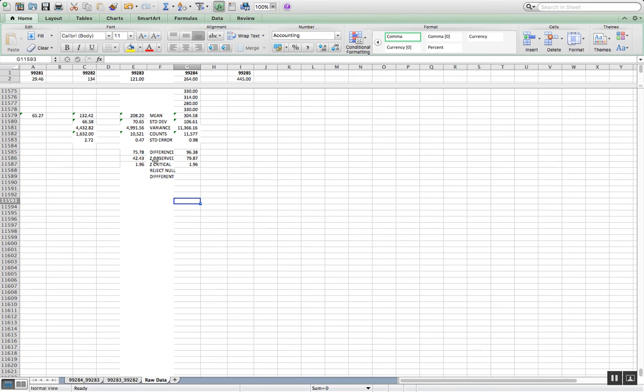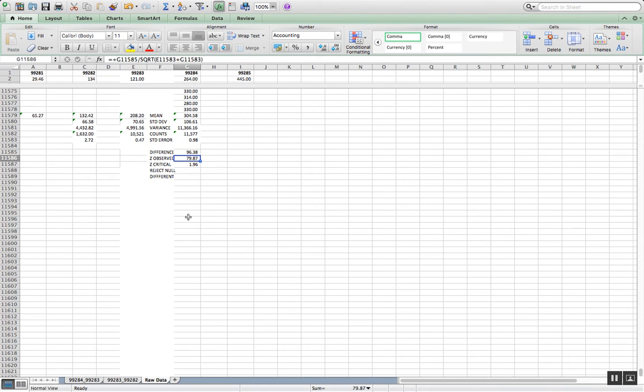So now we want our difference, and let's do it here. The difference between the mean of 99284, 304.58, and 99283 is $96.38. So it's just adding this cell and subtracting this one.